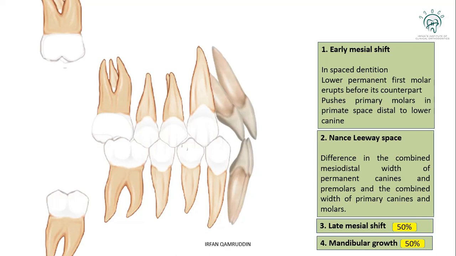I hope I have cleared all these concepts of early mesial shift, Nance leeway space and late mesial shift, and what is the role of mandibular growth in the correction of flush terminal plane and its conversion into proper class 1 molar relationship in permanent dentition.